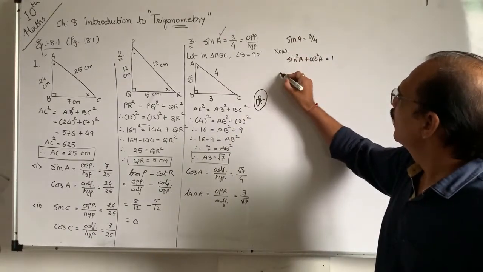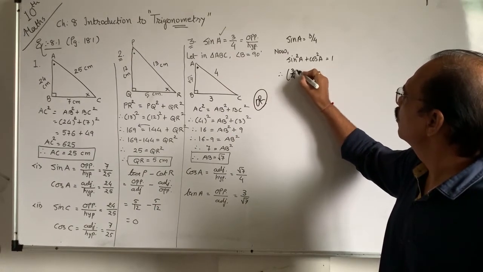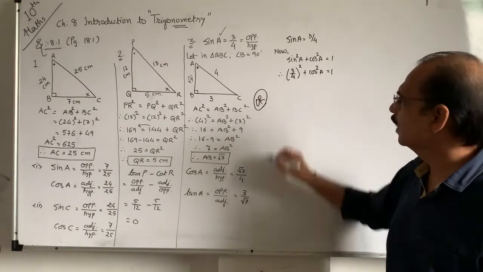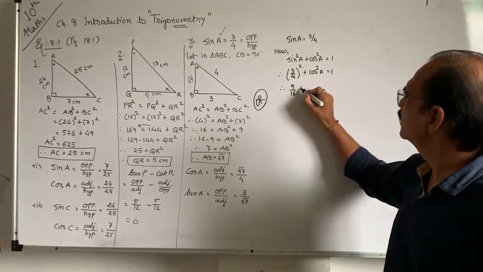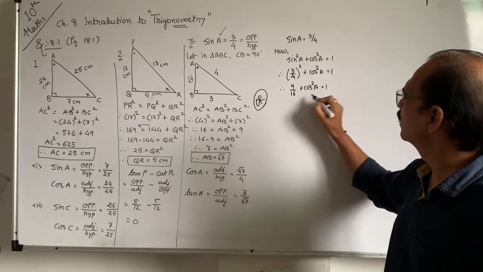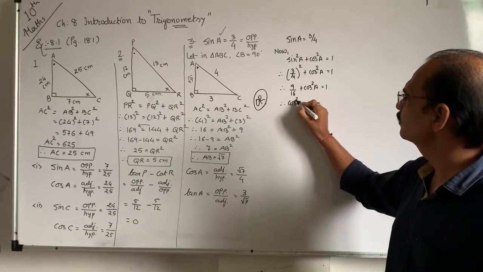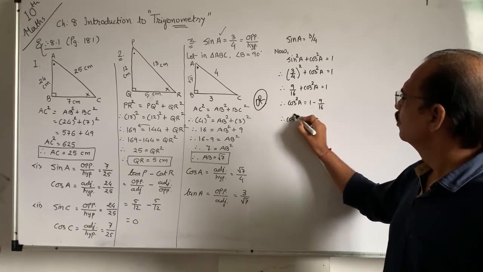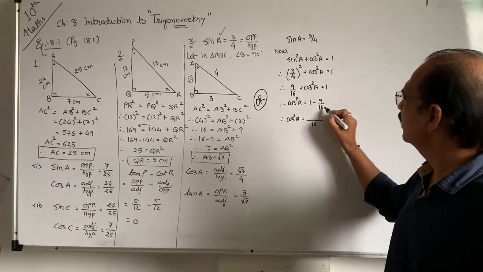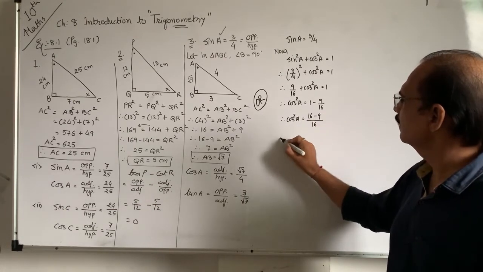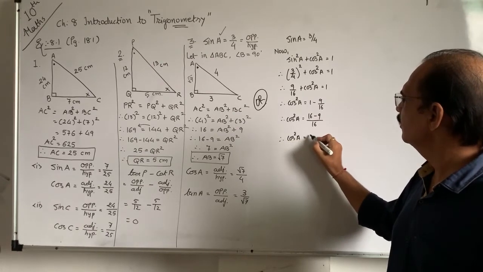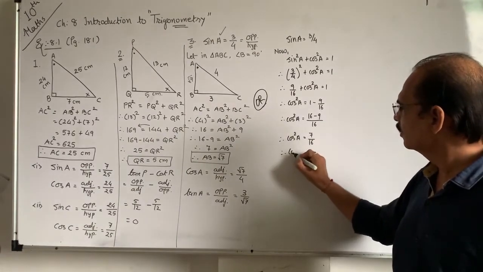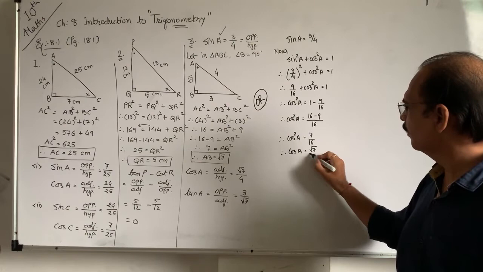We have the value of sin A. Sin A is 3 by 4. Square of 3 by 4, the whole square, plus cos square A equal to 1. 3 square is 9, 4 square is 16, plus cos square A equal to 1. Take 9 by 16 to the other side. Cos square A is 1 minus 9 by 16. So cos square A equals, LCM 16, 16 minus 9 over 16, so 7 upon 16. Take the square root on this side and that side. So cos A equals root 7 upon 4.